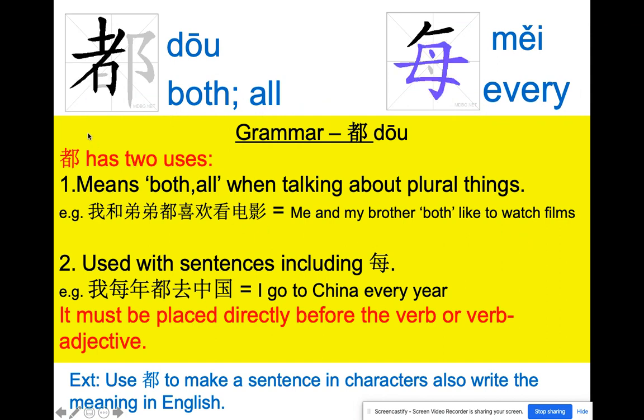好，打开书写. Write these two words in your book and write down the examples. 都 has two uses. Write down both ways to use 都. And once you finish, the extension is to use 都 to make a sentence. Okay. 好, you can pause here to write it yourself.